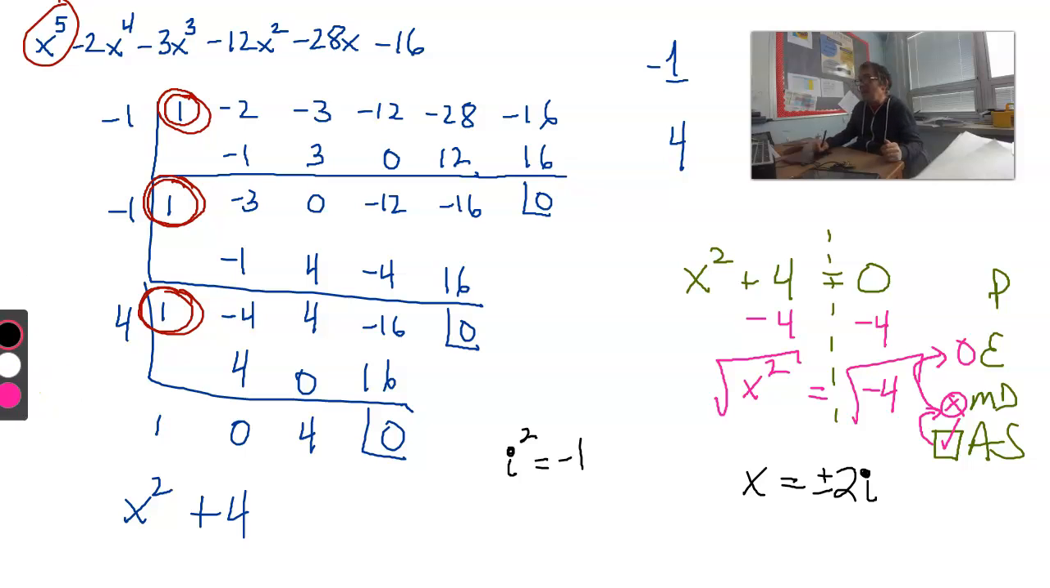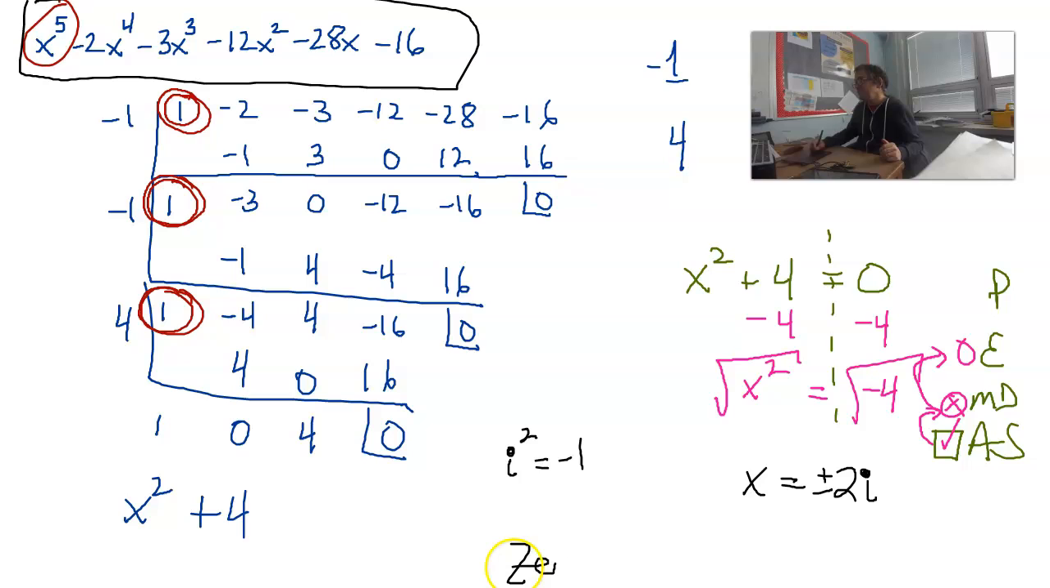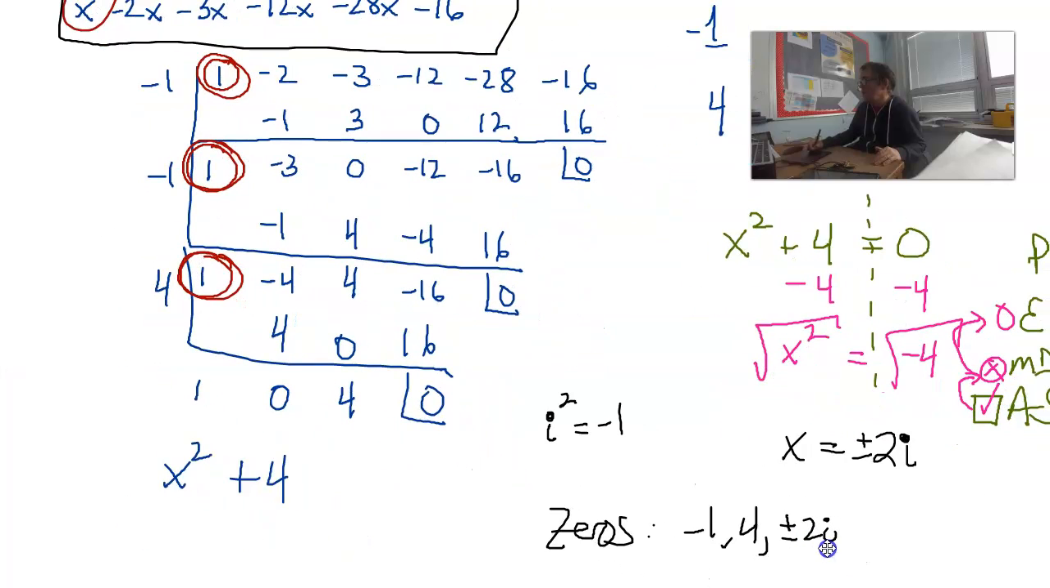So as a final answer, the zeros of this polynomial are anything that works in the synthetic division. So -1 is one of them. 4 is one of them. I don't need to write the -1 down 2 times. If you do, I won't be upset with you. And then the other 2 zeros are imaginary. It's plus or minus 2i. And I'm done. Whoa! That's the end of that problem.